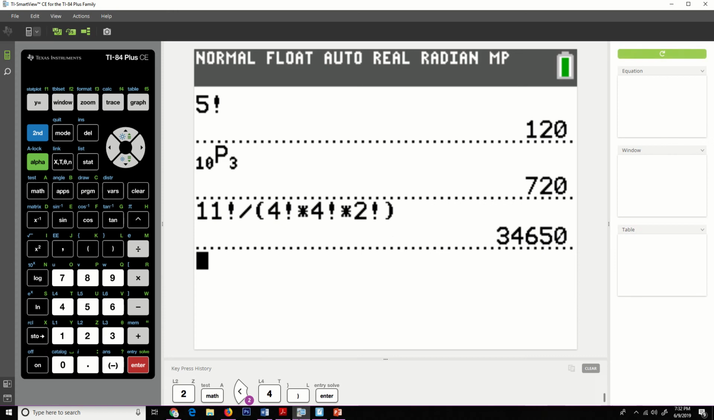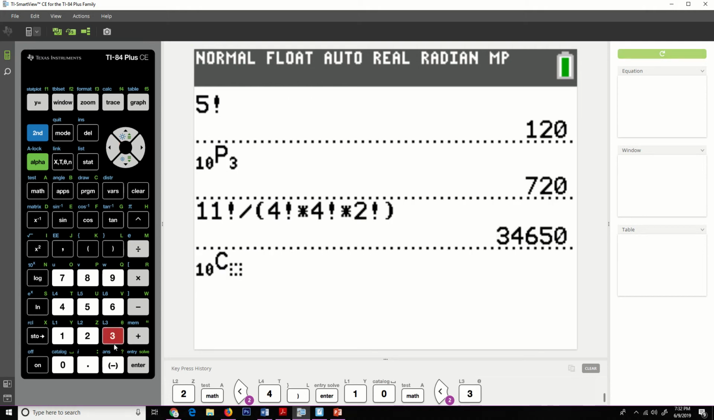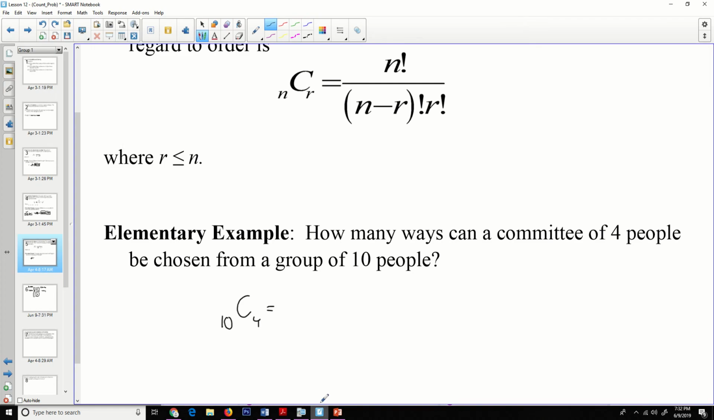And we're going to put that in the graphing calculator the same way. So we're going to hit our 10, hit that math button, go over to probability, and hit 3 for combinations. We're going to hit that 4 button, hit enter, and there are 210 different ways that a committee can be formed from 10 people choosing 4 at a time.